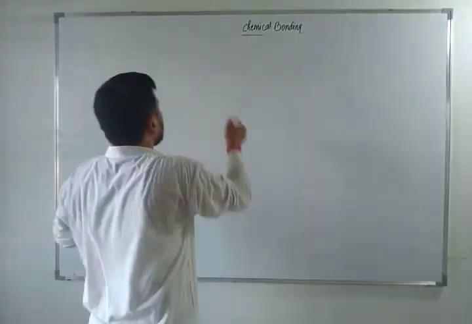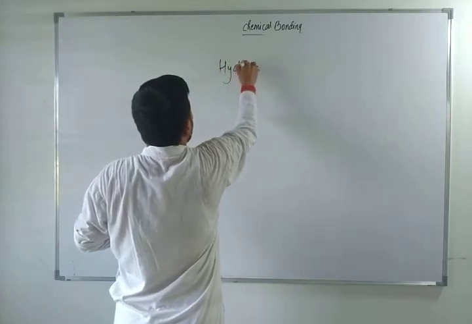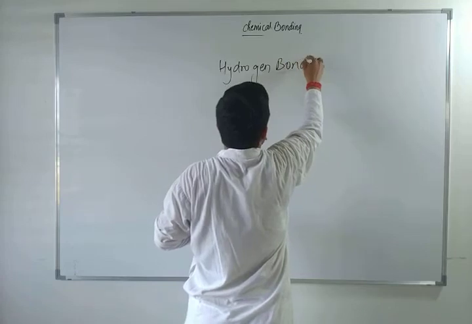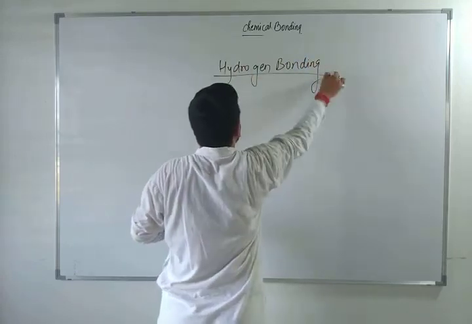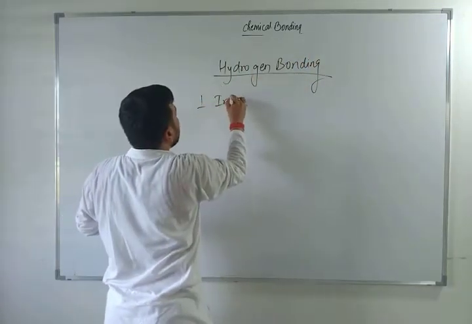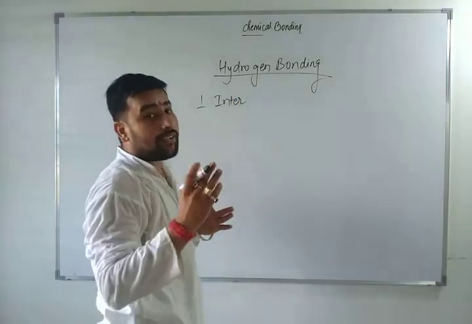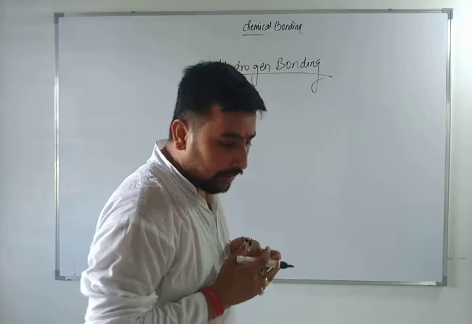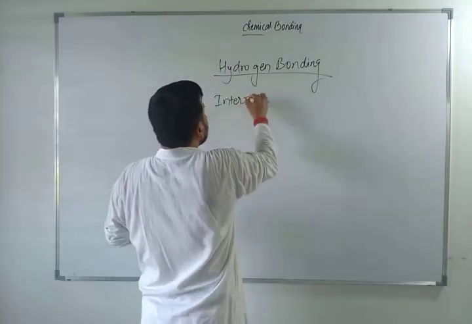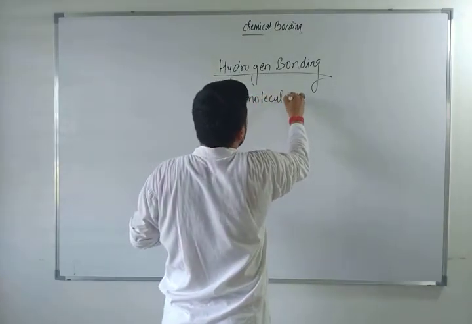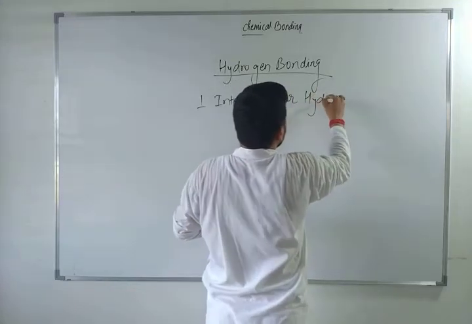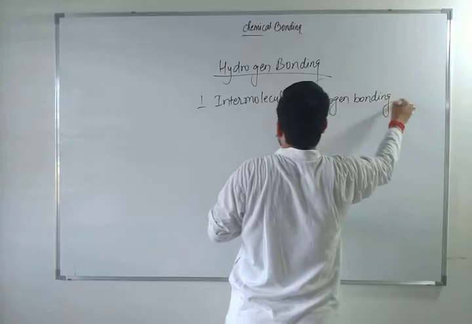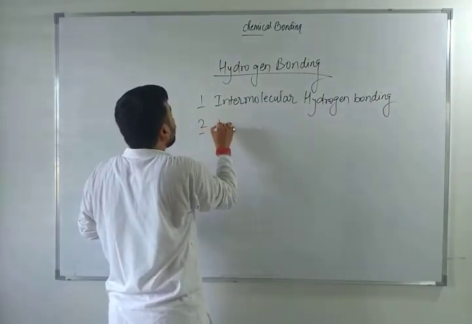How many types of hydrogen bonding? You can write in your notebook also. There are two types of hydrogen bonding. First, inter. Inter means, as we have seen, the highly electronegative atoms interact towards itself. So that's why it's known as intermolecular hydrogen bonding. And the next one is intramolecular hydrogen bonding.